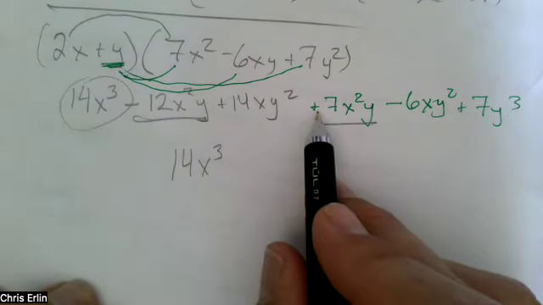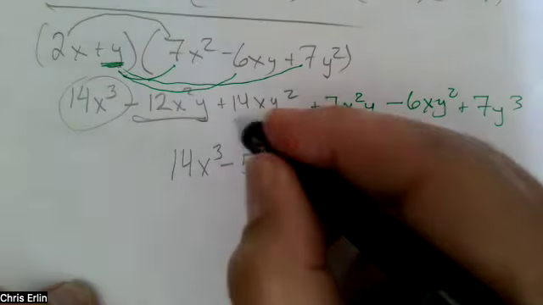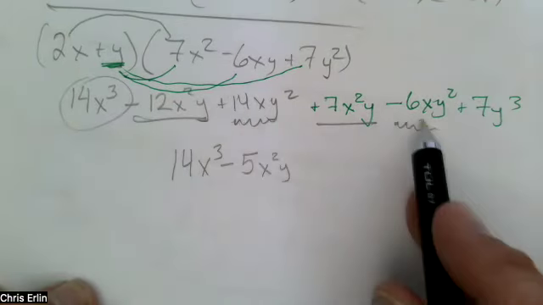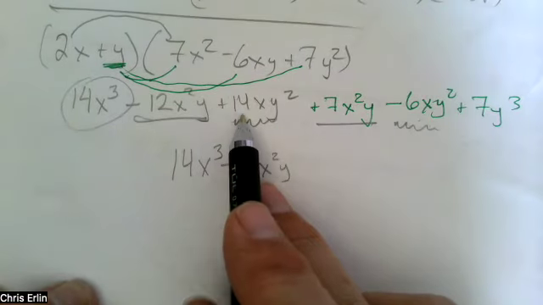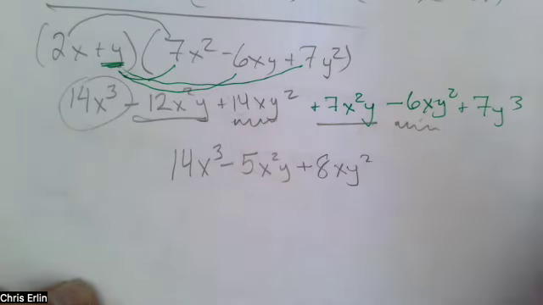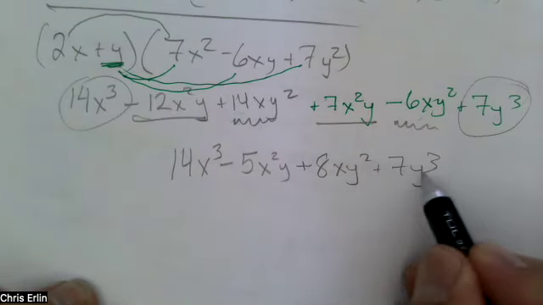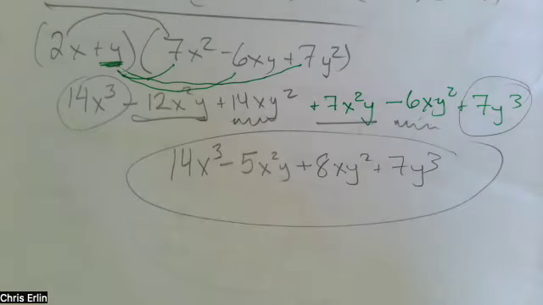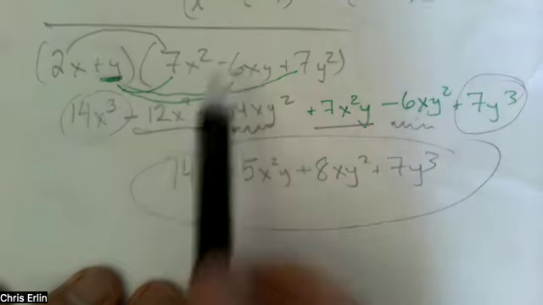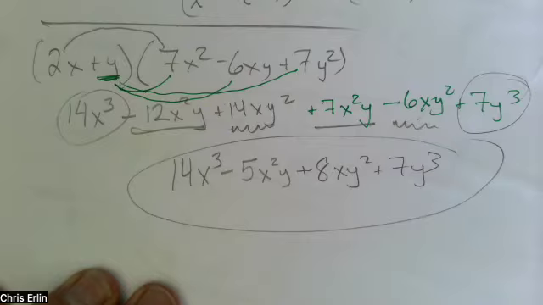Negative 12 and positive 7 is a negative 5 x squared y. I have two xy squared terms. Positive 14 and a negative 6 is a positive 8 xy squared. And then I have this lone plus 7y cubed. And that is the result of quote unquote foiling. It's not really called foiling. It's the distributive property with polynomials, multiplying polynomials.